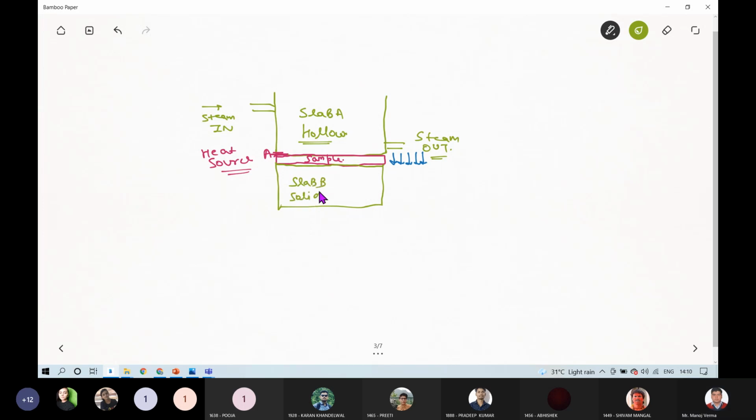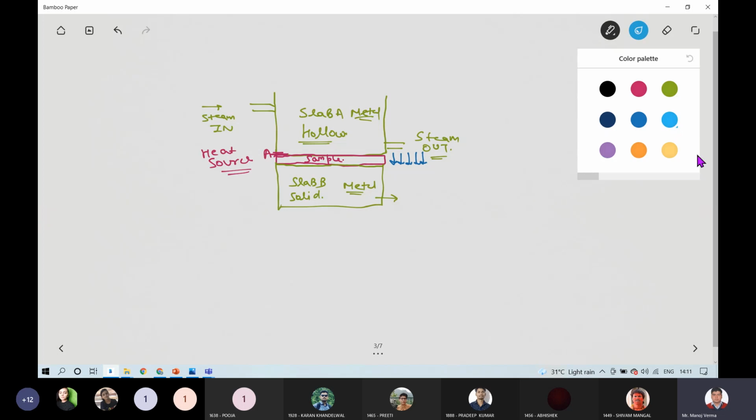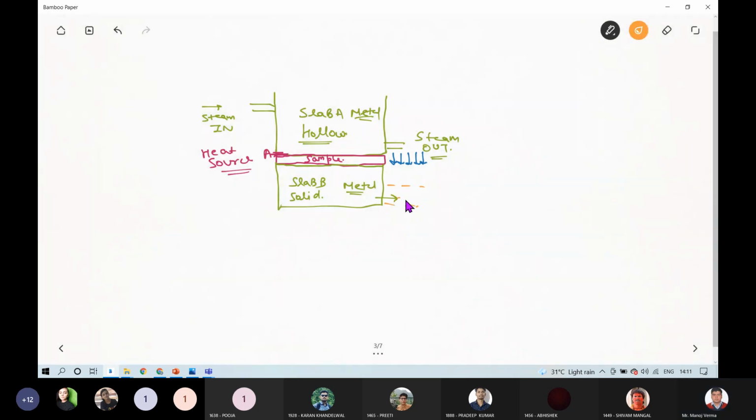This will be solid. Now again, if we see, the steam is coming into this hollow chamber of slab A, and it is going out, but during the motion of the steam, the lower part of slab A will get heated, and this heat energy will travel through the sample towards slab B. Both slab A and slab B are of metal, and slab B is hanging in the air, surrounded by the air.